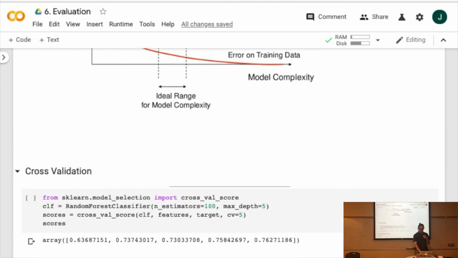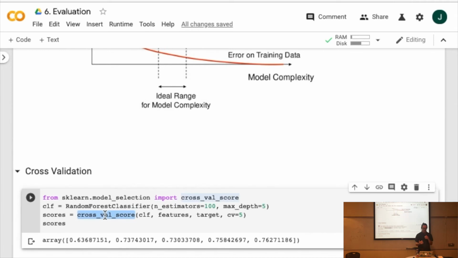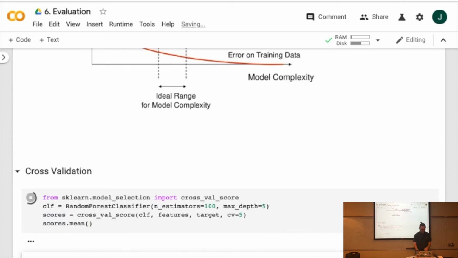So it's really easy to do cross-validation. You just call cross_val_score. And you can see here that we've passed cv, meaning cross-validation, equals 5. So that means it's going to do 5 test-train splits. When we print scores, we can see 5 scores. Every time it split the data, it got a score on the testing data, and that's what we're seeing here. So we can do .mean to get the mean score.